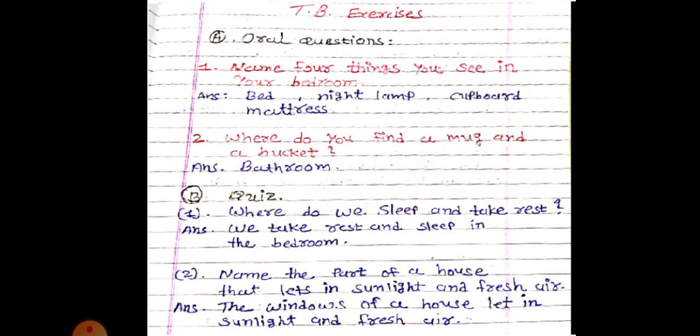Where do we sleep and take rest? Answer. We take rest and sleep in the bedroom. Name the part of a house that lets in sunlight and fresh air.